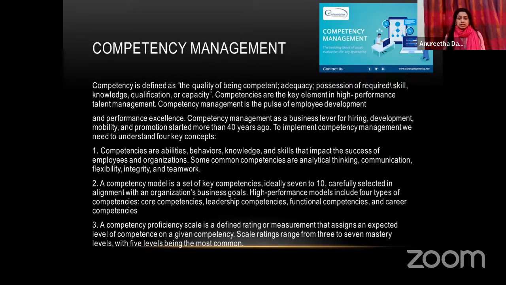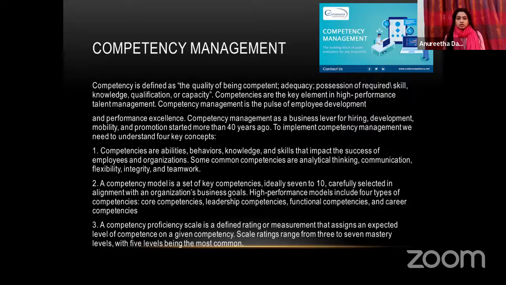The most important topic is talent management, now that we have learned how to acquire talent. What is the process that you need to follow? Next we come to competency management. Competency is defined as the quality of being competent: possession of required skill, knowledge, qualification, or capacity. So competencies are the key element in high performance talent management. Competency management is the pulse of employee development and performance excellence.